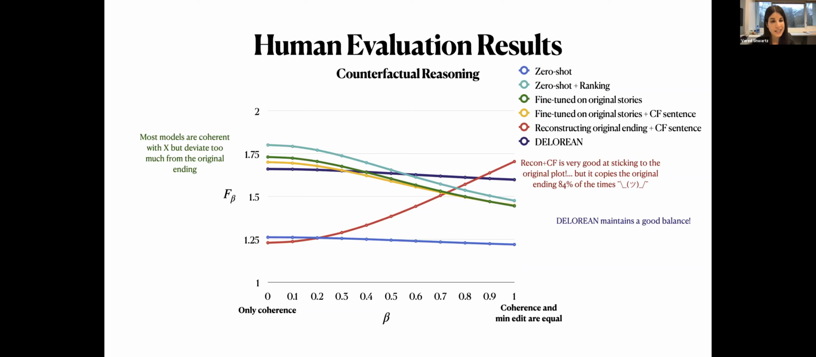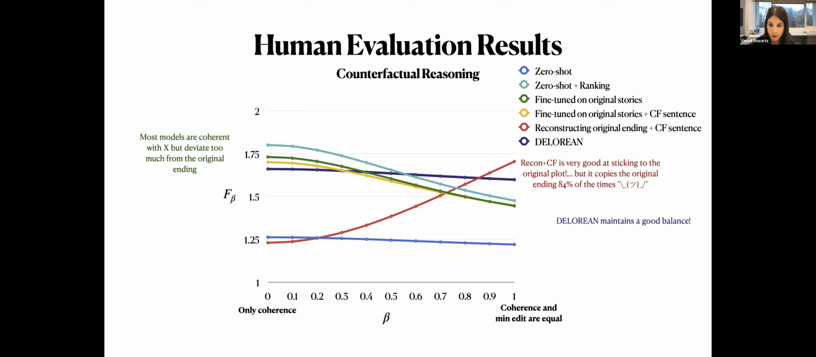Among all the models that we tested, DELOREAN was the only model that achieved a good balance between adhering to the counterfactual condition, but only minimally editing the original ending. So what you see here is this area under the curve where we play with the parameter of how much we care about each one of the criteria. So we could care only about coherence, or only about minimal edits, and everything in between is some mix of both of them. There's no single point here to compare, but it's more of a range.